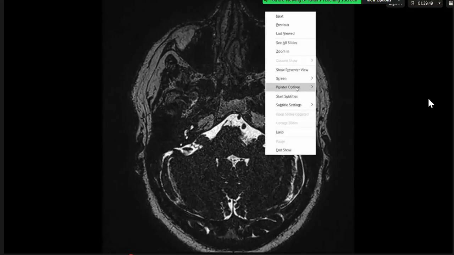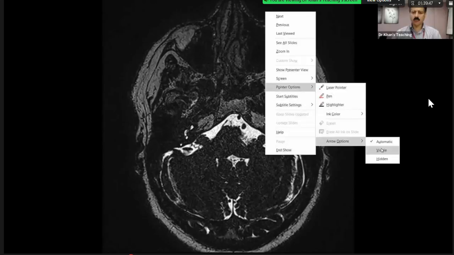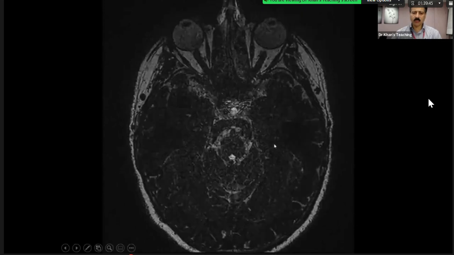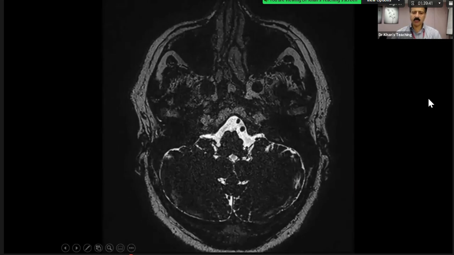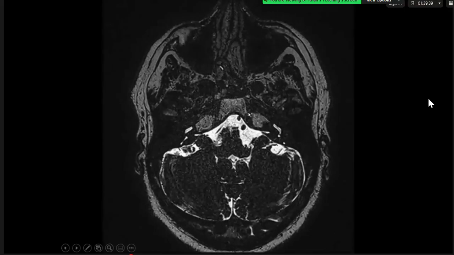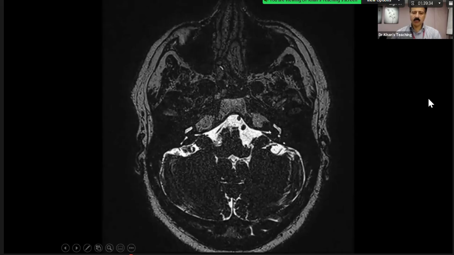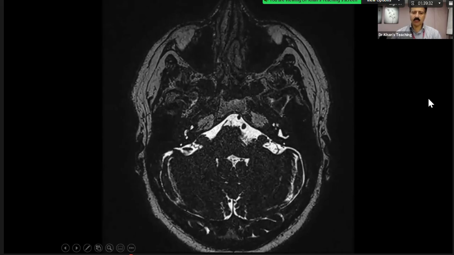Okay, so I'll still be in a sort of a teaching mode. So let me go through it. Now, if you see here, this is the medulla. Now, anteriorly, this is the clivus, and this is the petrous apex. All of this we will cover in the head and neck.